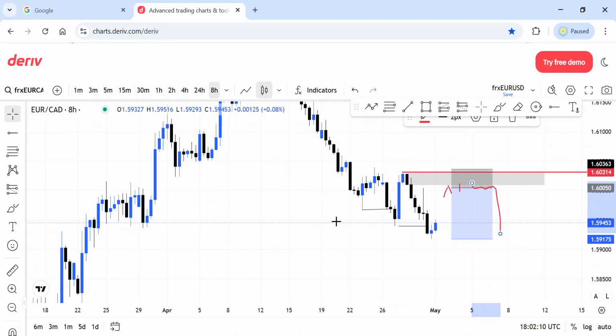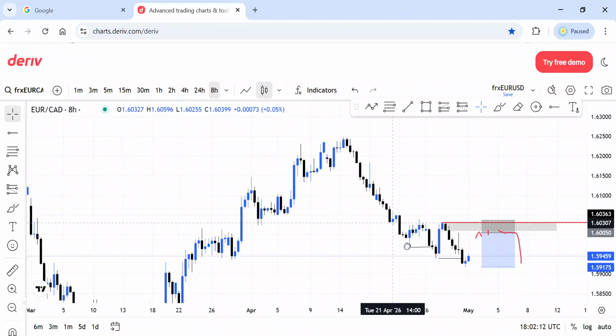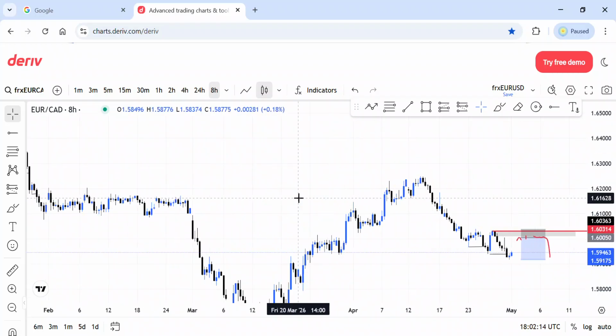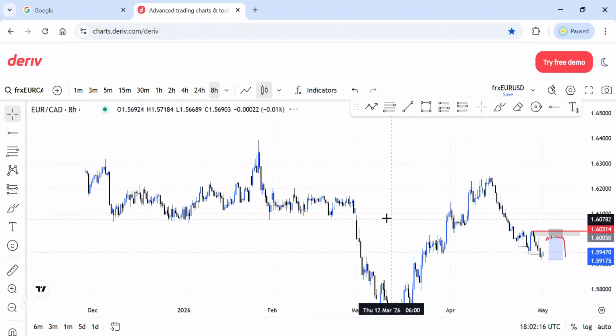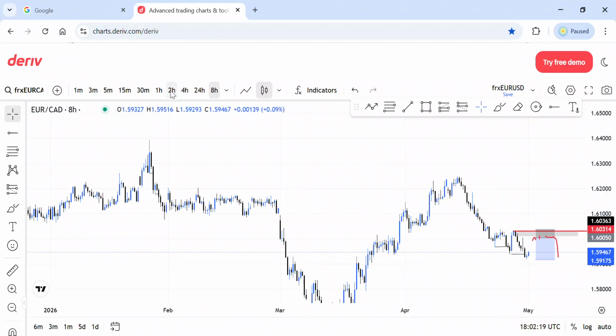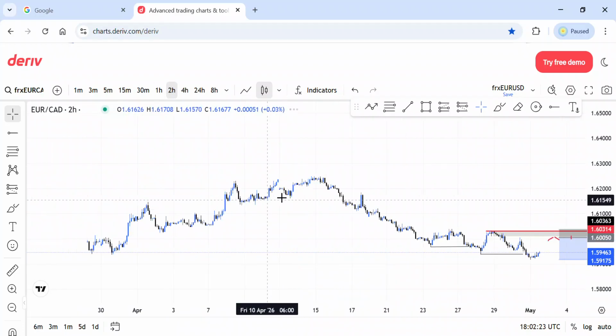So let's look for another kind of example real quick. This is 8 hours time frame. Let's go to 2 hours time frame again. Let's check.